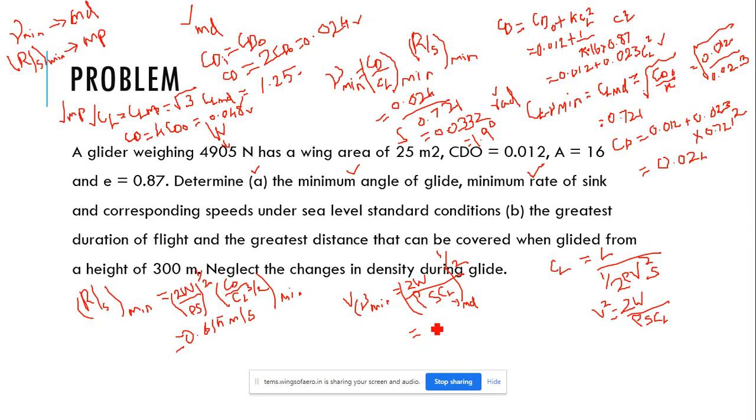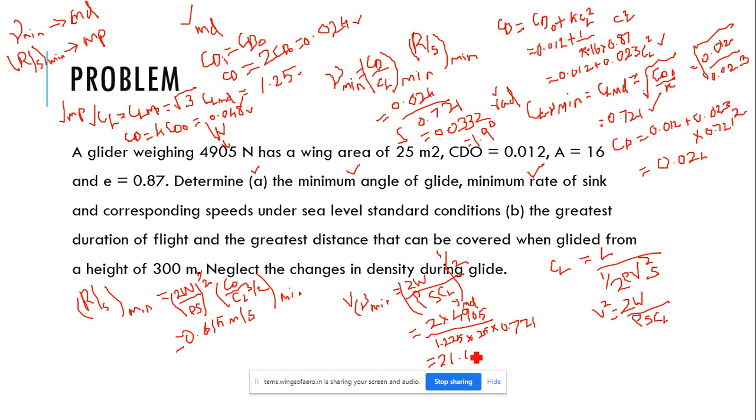So we can substitute it here: 2 into 4905 divided by rho, 1.225, into S, 25, into CL. For CL we know the value, 0.721.